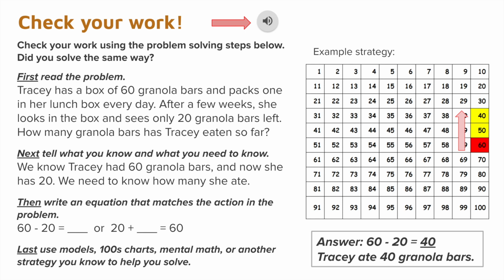Then we write an equation that matches the action in the problem. You could have written 60 minus 20 equals blank, or you could have written 20 that she has left plus the ones she ate must equal 60 that were in the box. Then you used your chart or your model or mental math or another strategy and tool to solve it. Therefore, the answer would be 60 minus 20 equals 40. Tracy ate 40 granola bars. Go ahead and give yourself a check if that's what you have. If not, go ahead and fix it now.